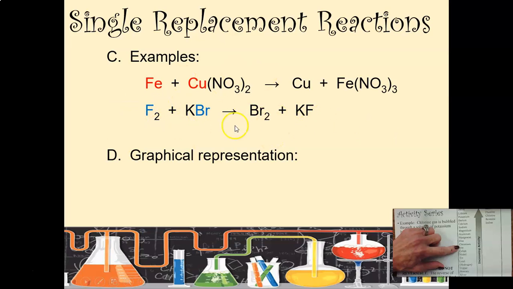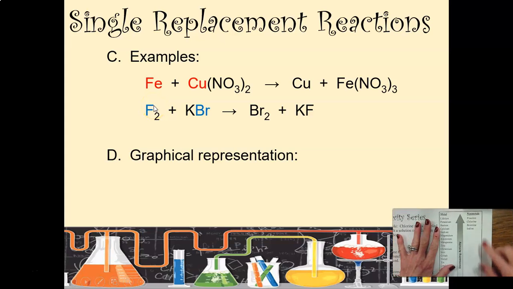The next reaction, fluorine is a nonmetal. Well, we have some nonmetals here. Remember, nonmetals can only replace other nonmetals. So in this reaction, fluorine is going to try to replace bromine. Because fluorine is a nonmetal, and potassium's a metal, it can't replace potassium. It can replace bromine.